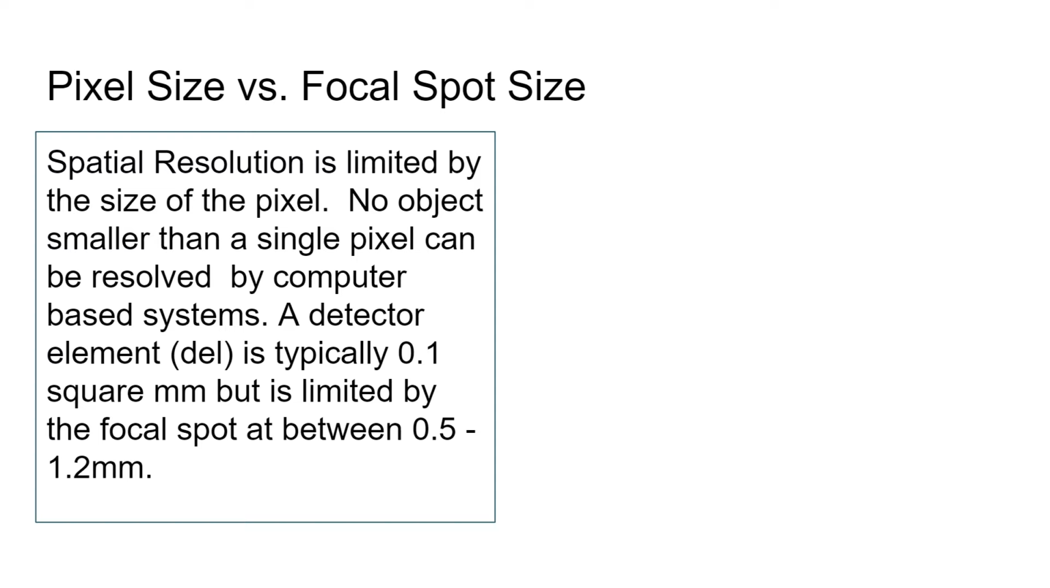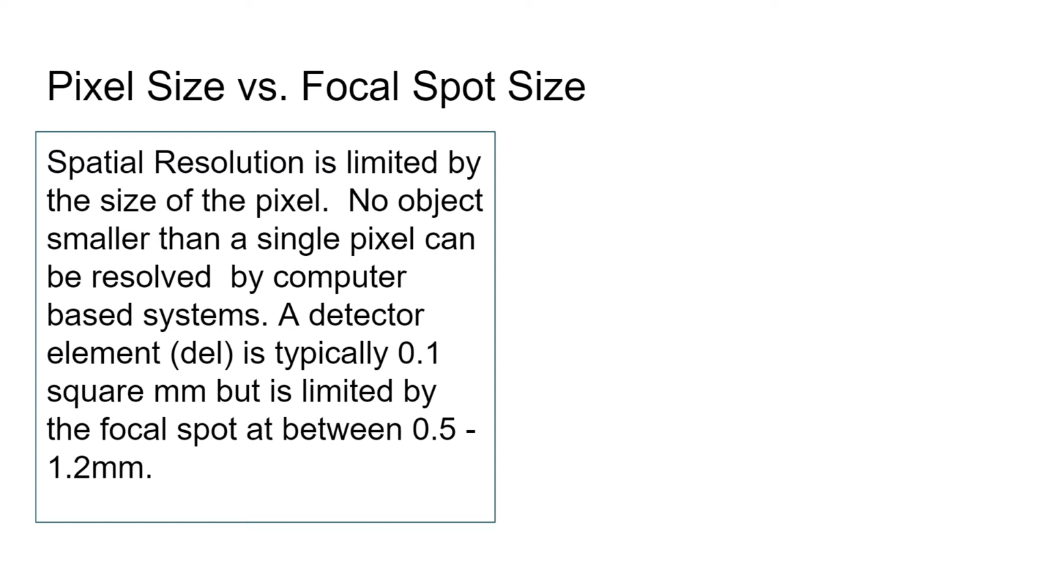So the spatial resolution is often limited by the size of the pixel. So if your pixel, for example, or what's commonly known as your detector element, is 0.1, then you can't see anything that's less than 0.1, right? You can only resolve an object that is as big or bigger than the individual size of a pixel.